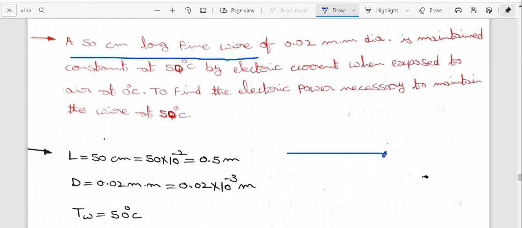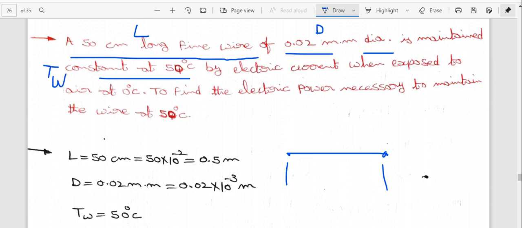So here this is the long fine wire. The length is 50 centimeters. The diameter is very small, 0.02 meters. So this is the length and this is the diameter, maintained at a constant wall temperature of 50 degrees by electric current, when exposed to air at 0 degrees.